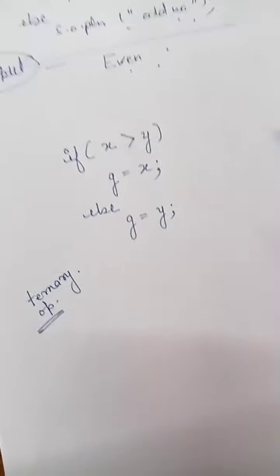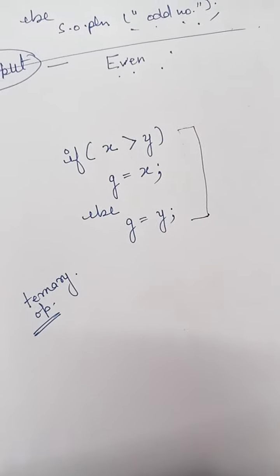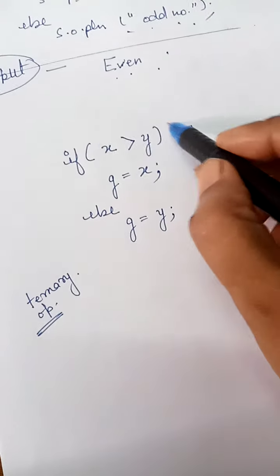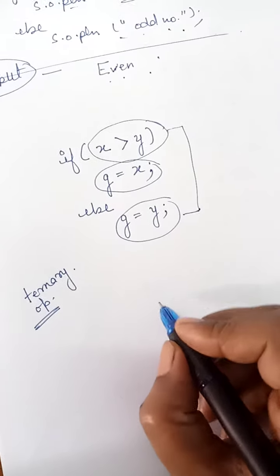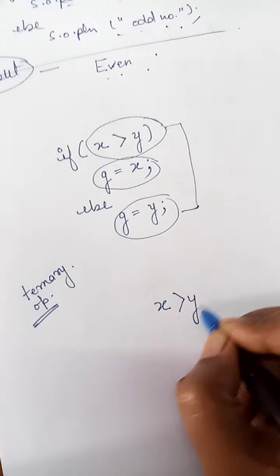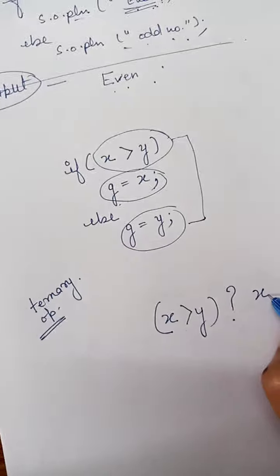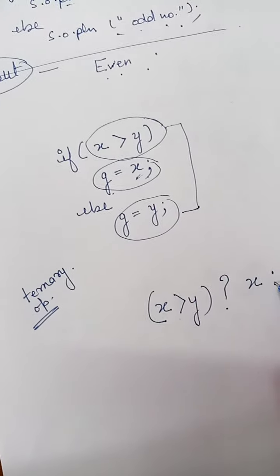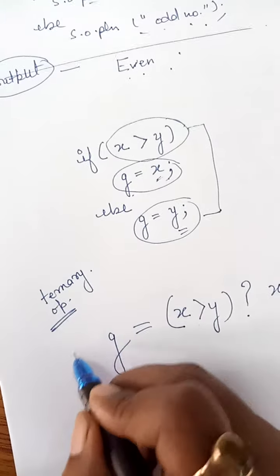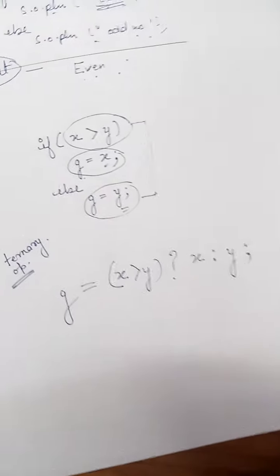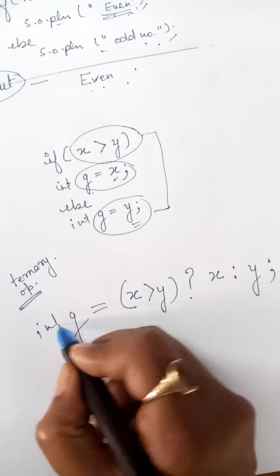Now suppose you have to convert this code written using an if else statement into a ternary operator. Very simple. This will be operand 1, operand 2, operand 3. The condition or expression will be operand 1: x is greater than y. If true, the answer will be x, otherwise the answer will be y. And in which variable do you store it? g. If int is written over there, then you should write int also.